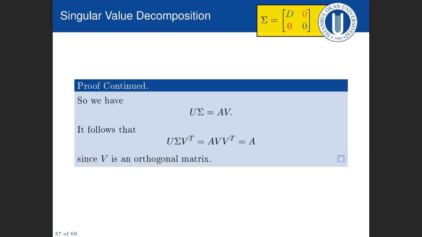So then we're pretty much finished. We've shown that U sigma is equal to AV. Multiply on the right by V transpose. U sigma V transpose is equal to A.